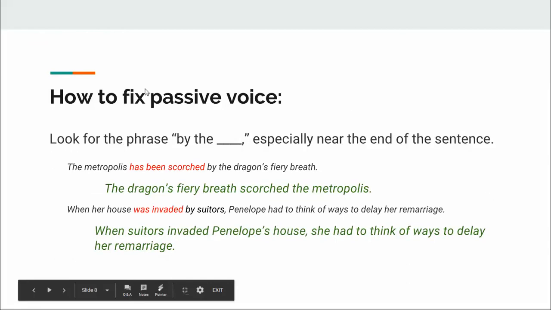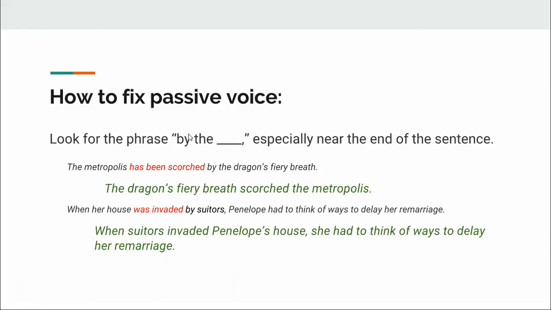Another thing to look for is to watch out for the phrase by blank or by the blank, especially near the end of sentences.